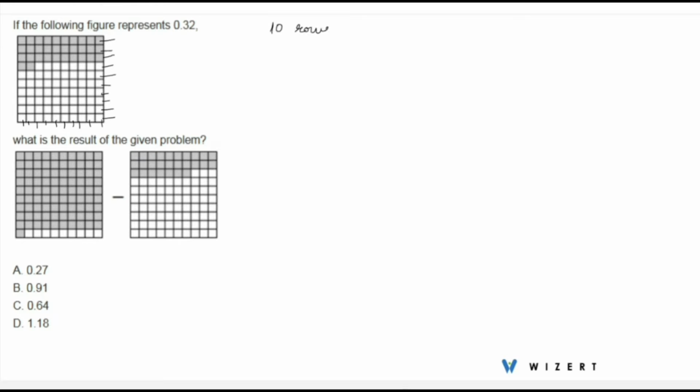10 rows containing 10 boxes each. Therefore, total number of boxes will be 10 multiplied by 10, which is equal to 100. So there are 100 boxes, and this shaded region is 10 plus 10, 20, 20 plus 10 is 30, 31, 32. Shaded region is 32 boxes.